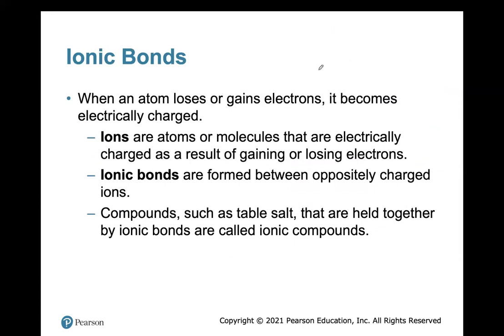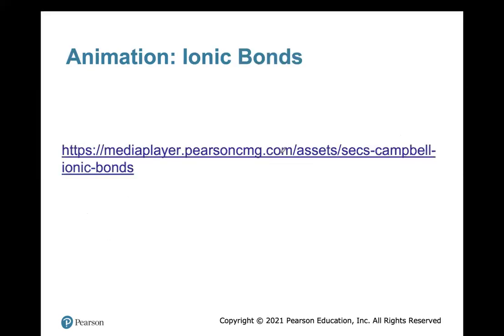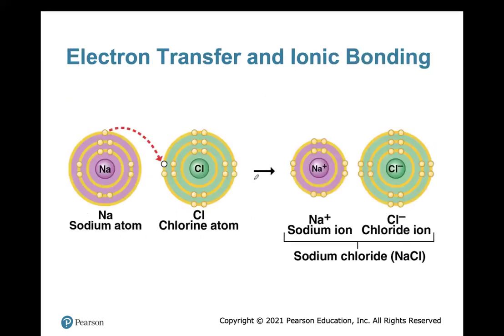When an atom loses or gains electrons, it becomes electrically charged, and an ion is an atom or molecule that is electrically charged as a result of gaining or losing electrons. An ionic bond is formed between oppositely charged ions. Compounds such as table salt that are held together by ionic bonds are called ionic compounds. I'll let you look at this animation of ionic bonds on your own. You can click on it in the PowerPoint that I link in the module section.